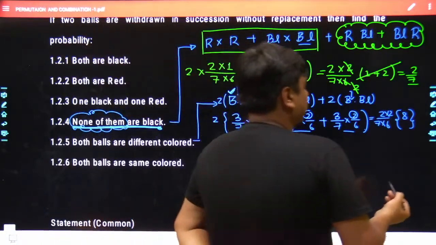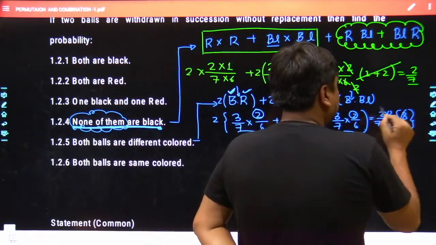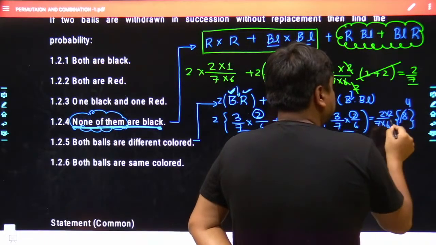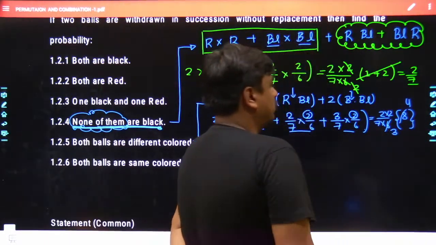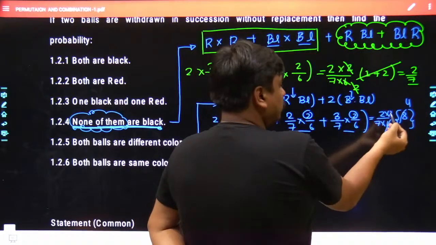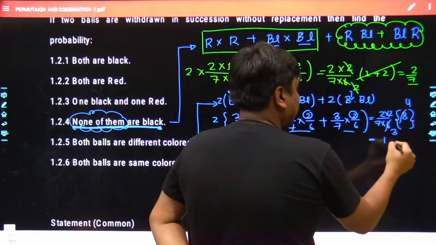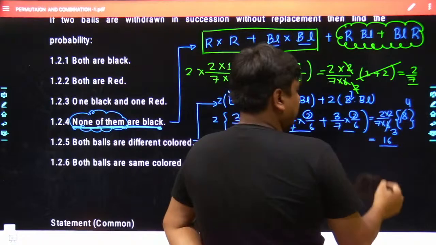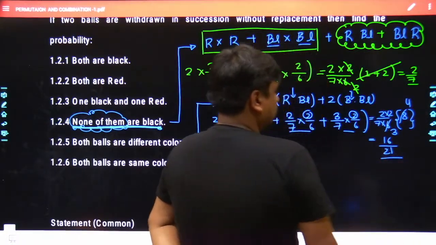Just try to understand in this way. So here it becomes 2 4s, 2 3s, 2 3s. So here it becomes 4 into 2, that's 8, into 2, that's 16. 16 divided by 7 into 3, that's 21.